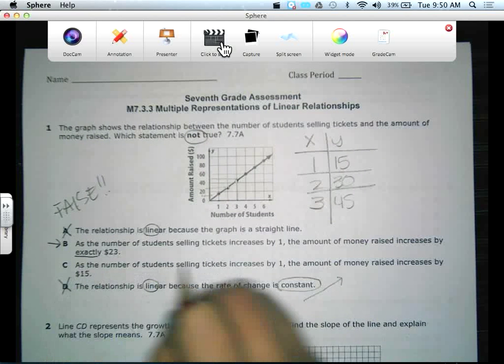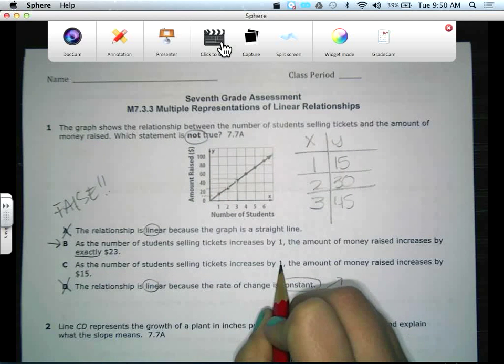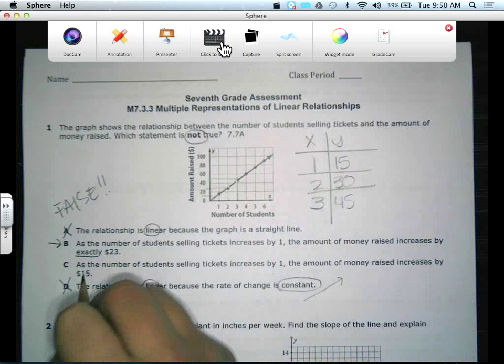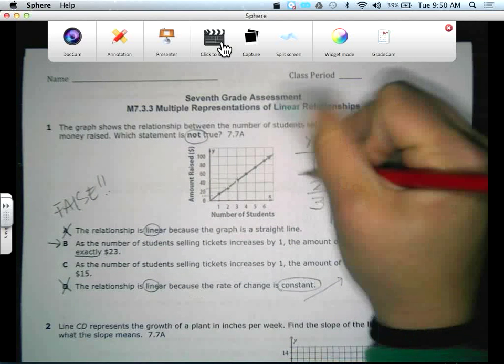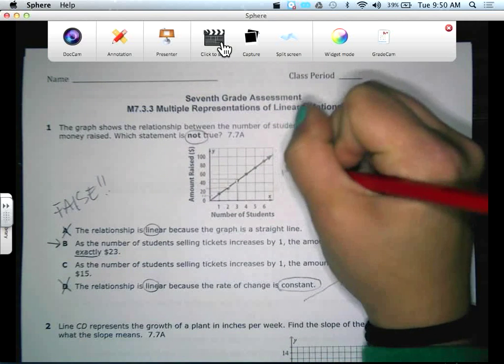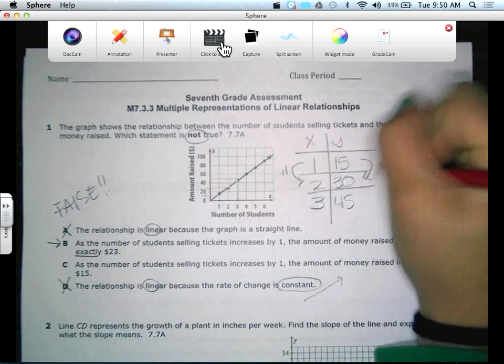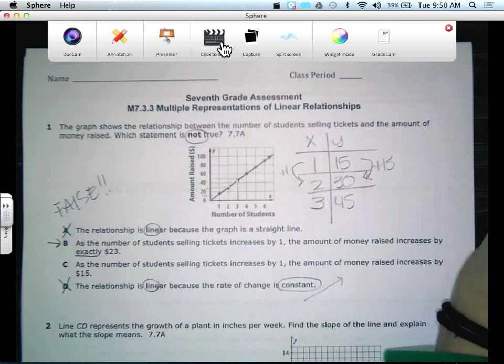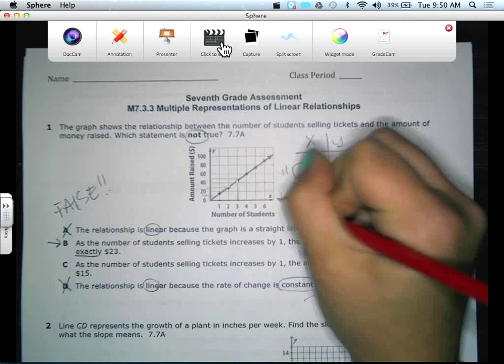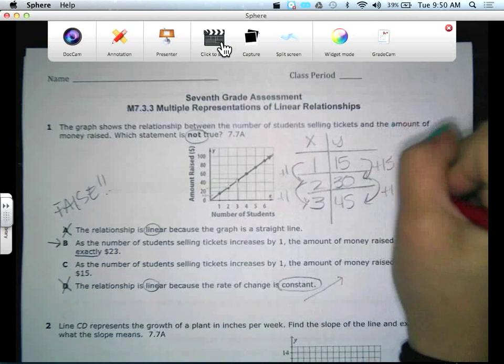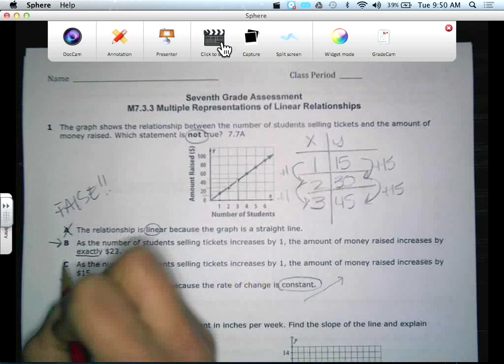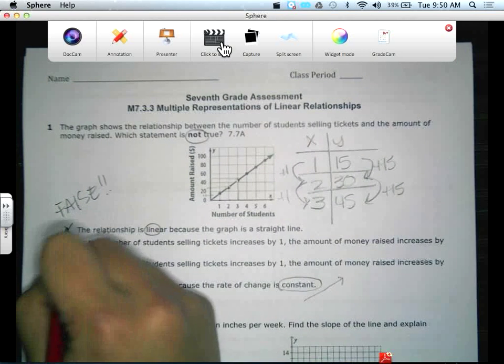As the number of students selling tickets increases by 1, the amount of money raised increases by 15. Well, from 1 to 2, that's plus 1. From 15 to 30, that's plus 15. From 2 to 3, that's plus 1. From 30 to 45, that's plus 15. So this is also true, which means I can eliminate it, and the correct answer is B.